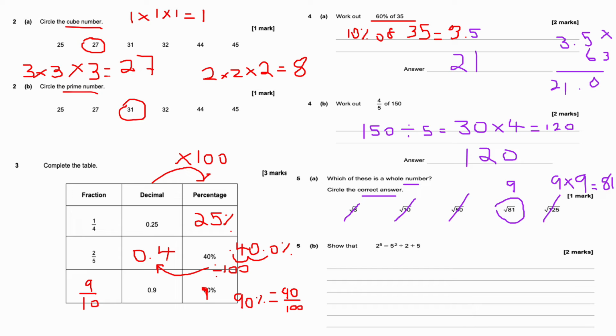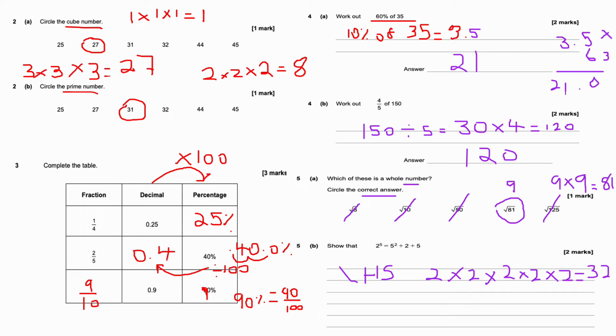Part B. Show that 2 to the power of 5 equals 5 squared plus 2 plus 5. Well, let's start with the left-hand side first. 2 to the power of 5 means 2 times 2 times 2 times 2 times 2, so it's timesing 2 five times. Sorry guys. 2 times 2 is 4, times 2 is 8, times 2 is 16, times 2 is 32.